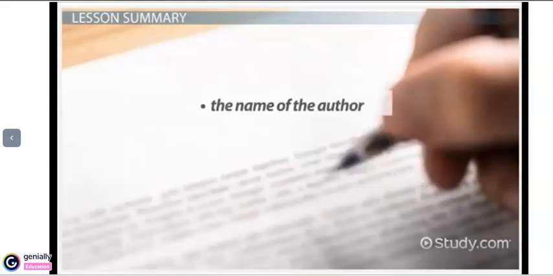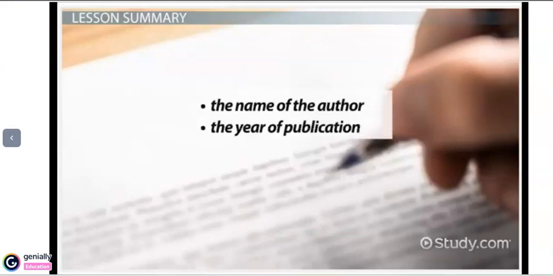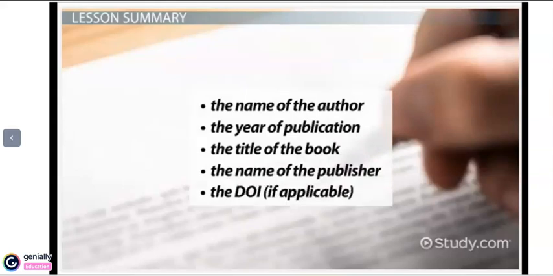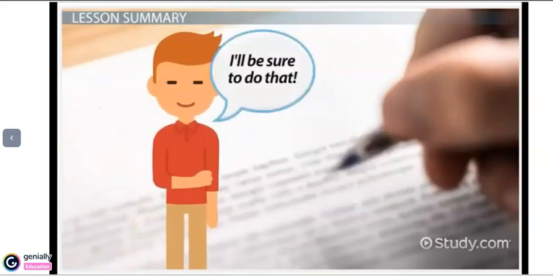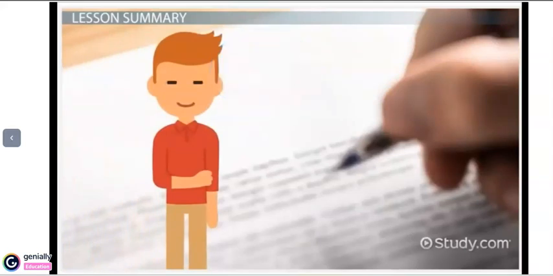Authored book citations need the name of the author, the year of publication, the title of the book, the name of the publisher, and the DOI. For more tips on APA formatting, including how to cite other kinds of sources on your reference page, be sure to check a recent APA style guide.